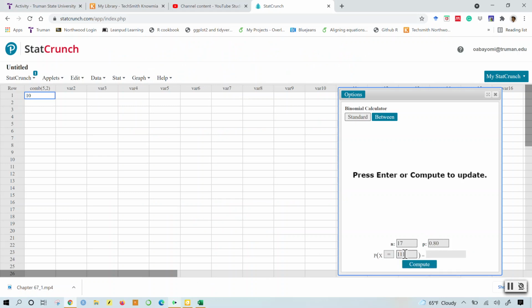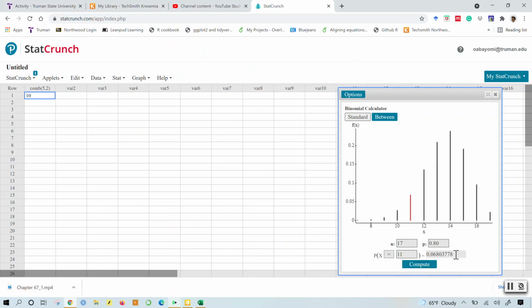And I'm interested in the probability that X is equal to 11. Now hit the compute button. This is 0.06804.